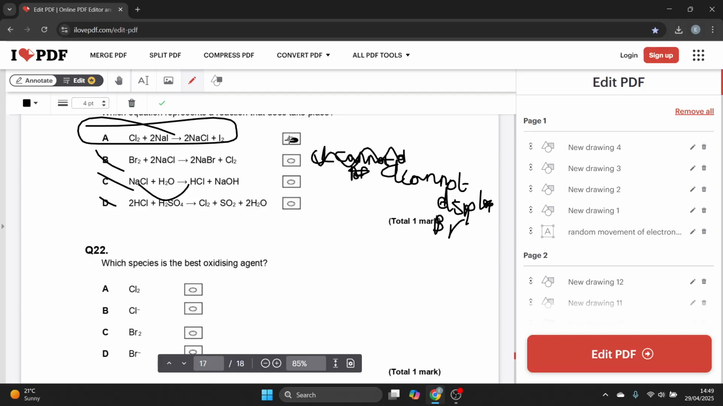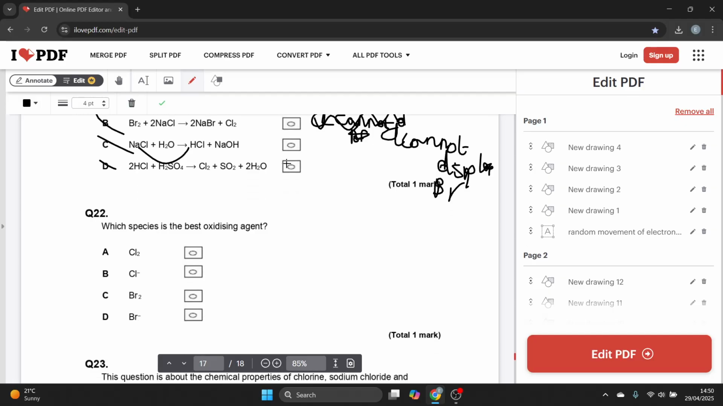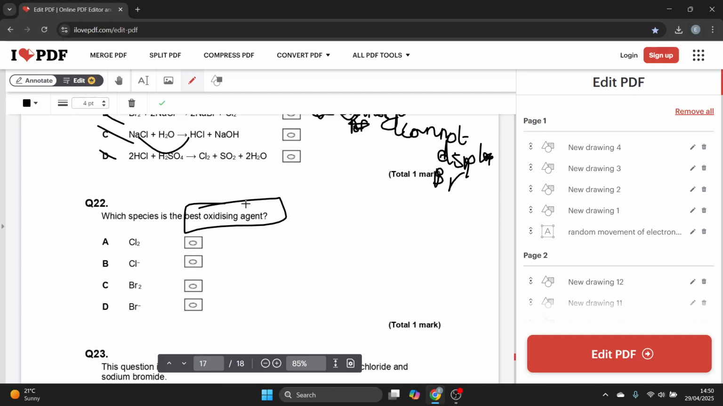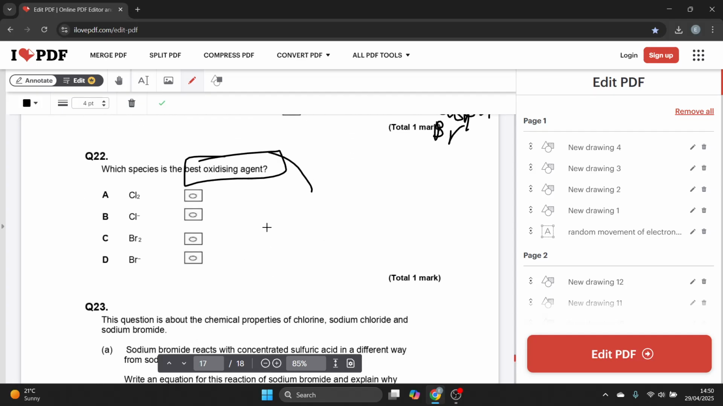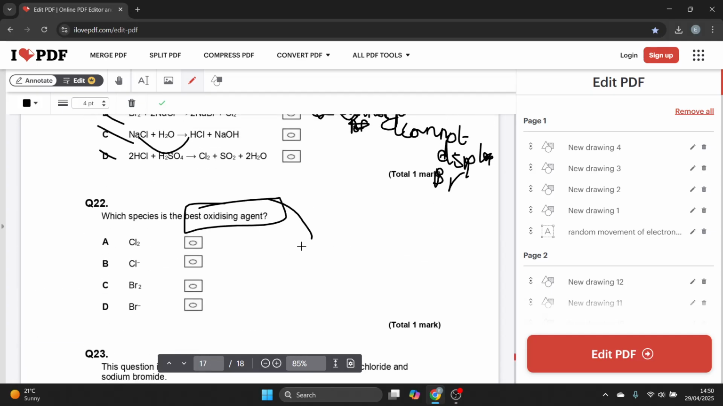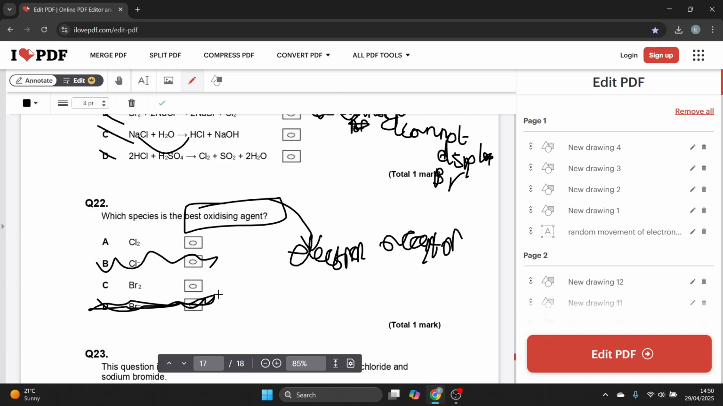It's A. Which species is the best oxidizing agent? So what does oxidizing agent even mean? Oxidizing agent means electron acceptor. So I can cross out the negative ions. Obviously, they don't want to accept electrons. They want to donate electrons. They want to be electron donors. They want to be a reducing agent, not an oxidizing agent.